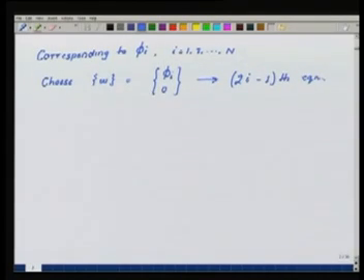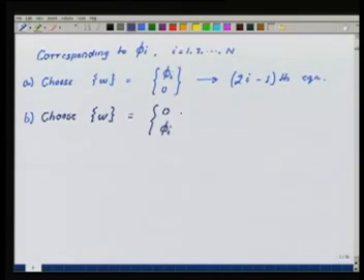Then we said this was first choice. Choice B was choose W equal to 0, phi I, and this, when I put this is also an admissible W.